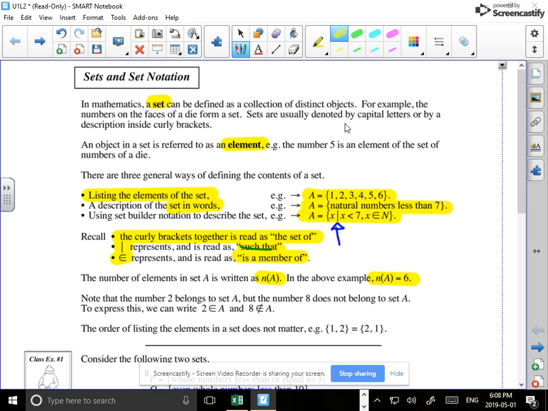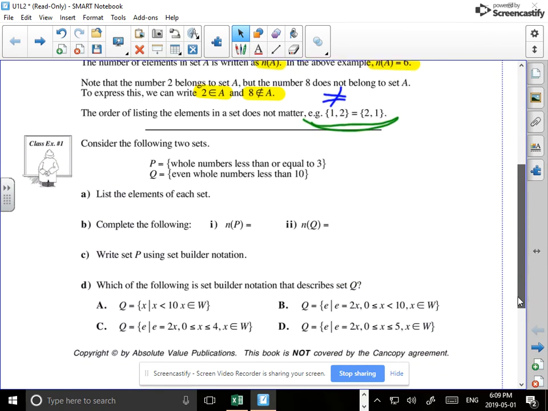The number 2 belongs to the set A, but 8 does not. To express this, we can write 2 is an element of A, 8 is not an element of A. Anytime in math, when you have something and you put a line through it, that means "is not." The order of listing the elements in a set doesn't really matter. It's kind of like addition and multiplication. You can write those things either way.